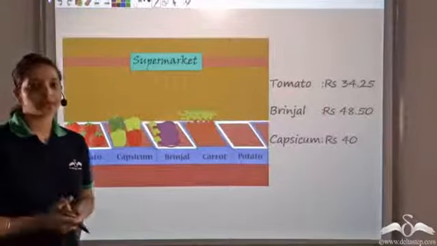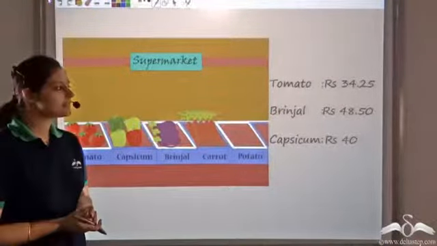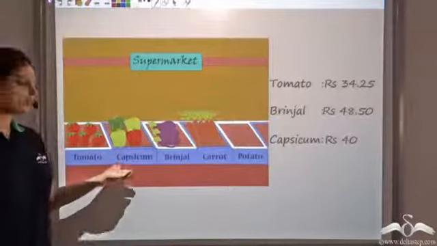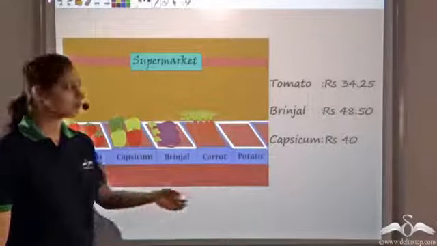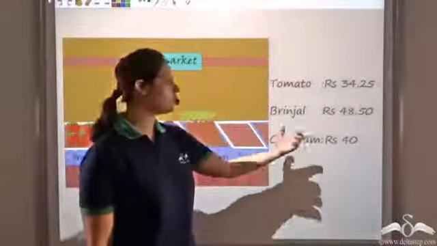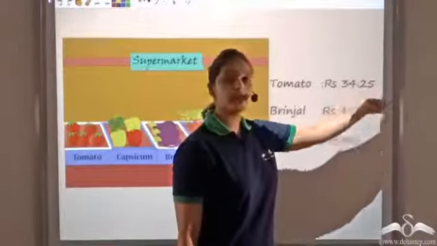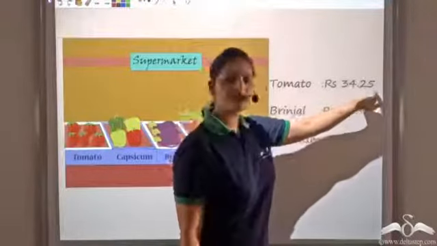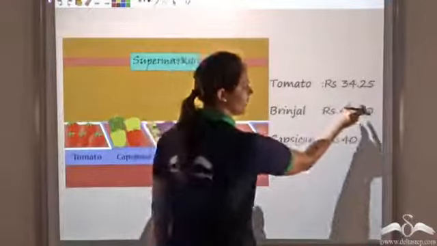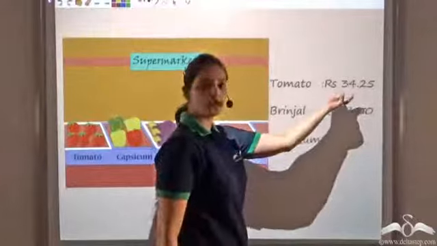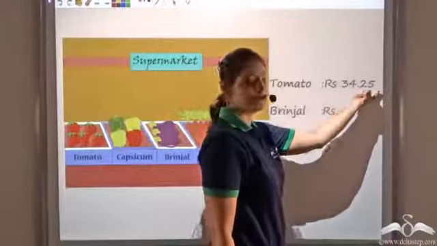Let's say you go to a supermarket to buy some vegetables. So you bought tomatoes, capsicum and brinjal. And this is what it cost you. So the tomatoes that you bought cost you actually 34.25. So what does this 0.25 indicate here? That is actually the paisa part. So it is 34 rupees and 25 paisa.